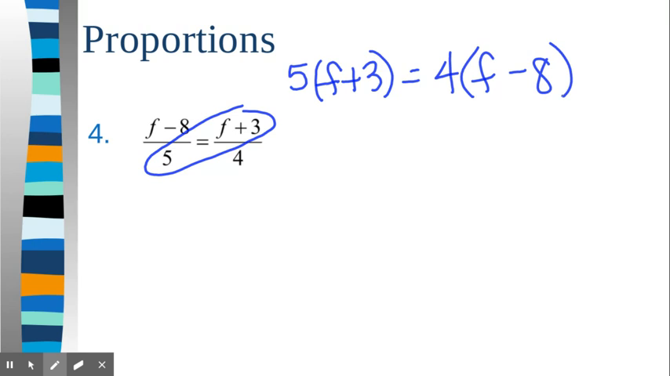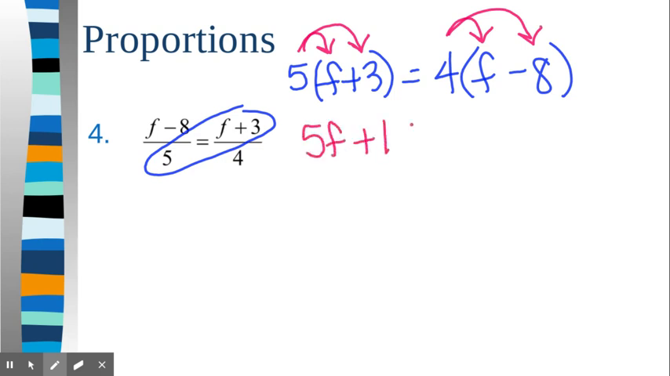And again, we're going to distribute. So 5 is going to distribute to the f and the 3, and the 4 will distribute to the f and the negative 8. That gives us 5f plus 15 equals 4f minus 32.